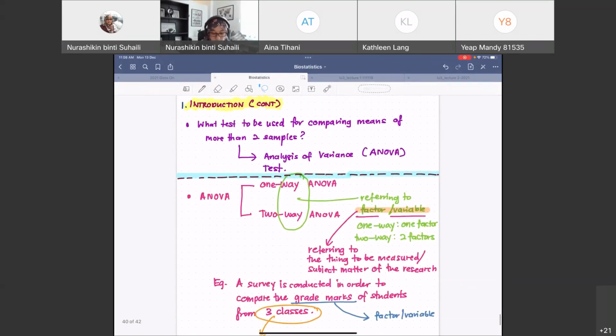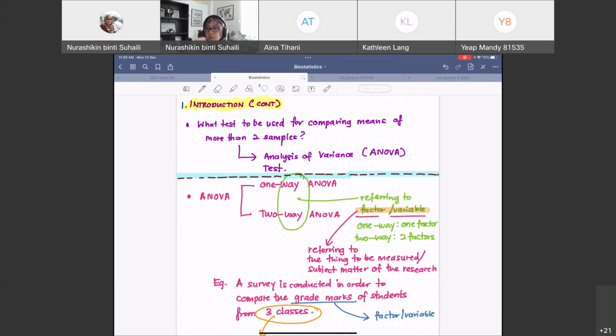Here we are going to cover one-way ANOVA. What is meant by one-way ANOVA? There are two different types of ANOVA, one-way ANOVA and two-way ANOVA. What is meant by one-way and two-way is referring to the factor or variable. So what does the factor or variable mean? If we want to compare the height of students from faculty A, faculty B, faculty C, that height is the variable, the factor.